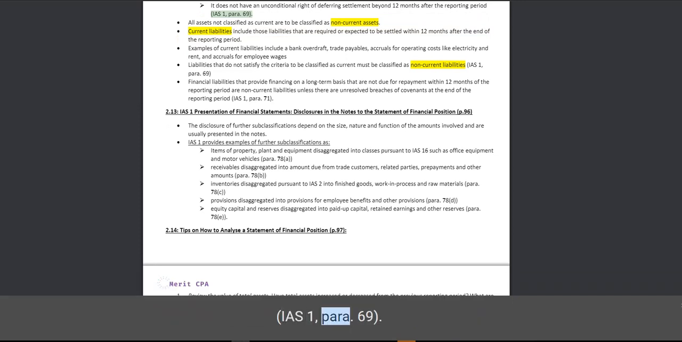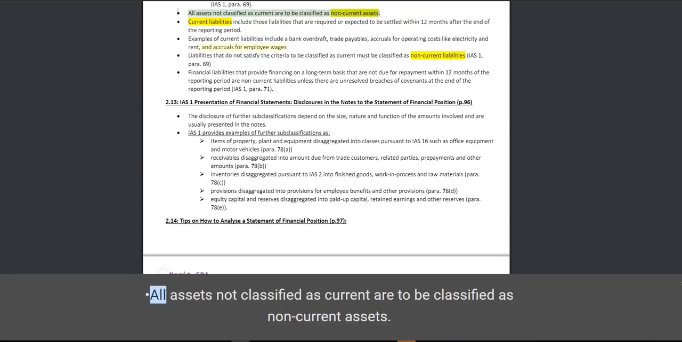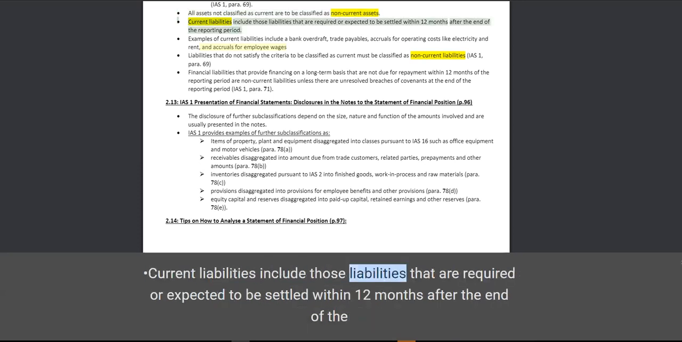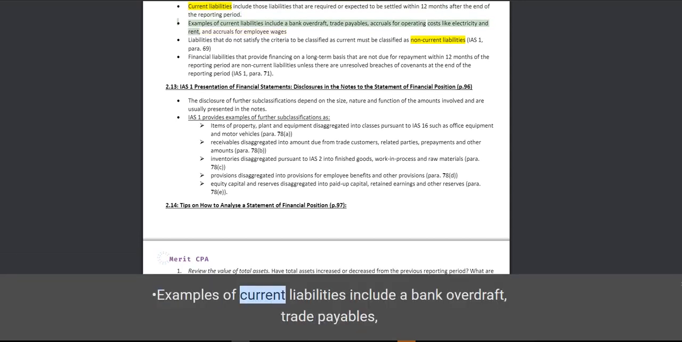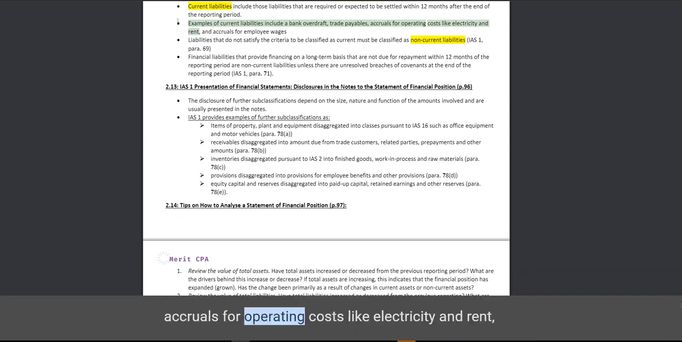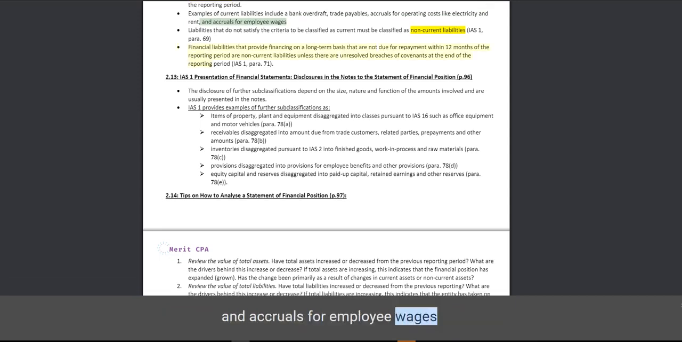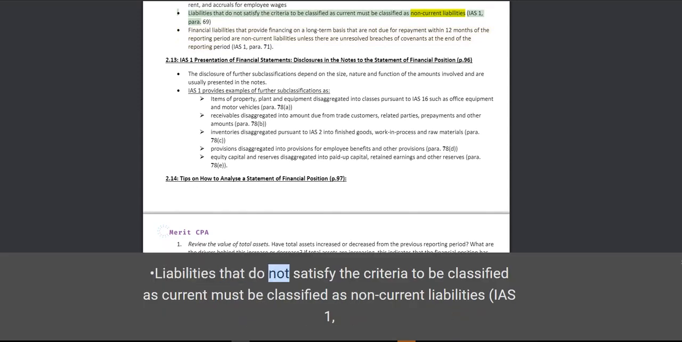IAS 1, para. 69. All assets not classified as current are to be classified as non-current assets. Current liabilities include those liabilities that are required or expected to be settled within 12 months after the end of the reporting period. Examples of current liabilities include a bank overdraft, trade payables, accruals for operating costs like electricity and rent, and accruals for employee wages. Liabilities that do not satisfy the criteria to be classified as current must be classified as non-current liabilities.